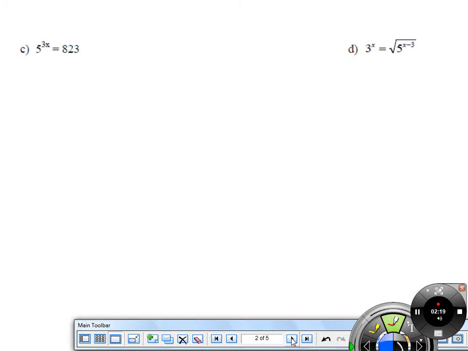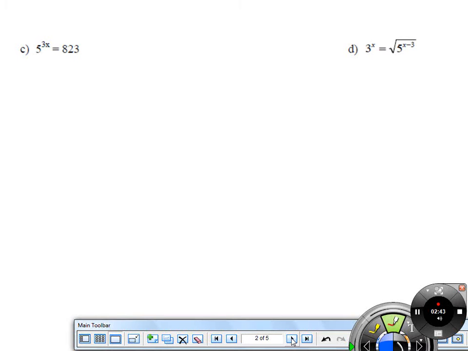So basically, since logs and exponents are inverses, when we're having trouble solving an equation in exponential form, we want to rewrite it in logarithm form. And if we're having a problem looking at it in log form, we want to rewrite it in exponential form. So like in part C, it's in exponential form. I have no idea how to solve it because I can't rewrite the bases. So what I'm going to do is rewrite it in log form.